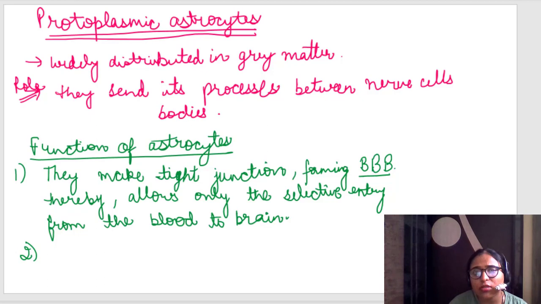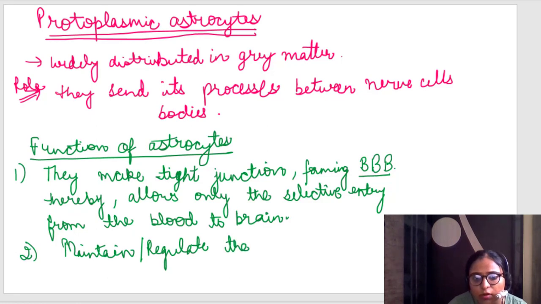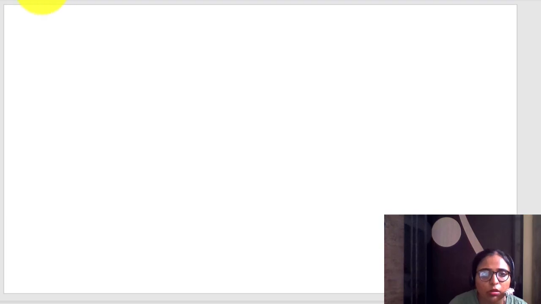And what is the second function of it? If it allows that, it maintains or regulates the environment of ECF, right? So it regulates the environment of extracellular fluid by allowing only the selective entry. Understand?